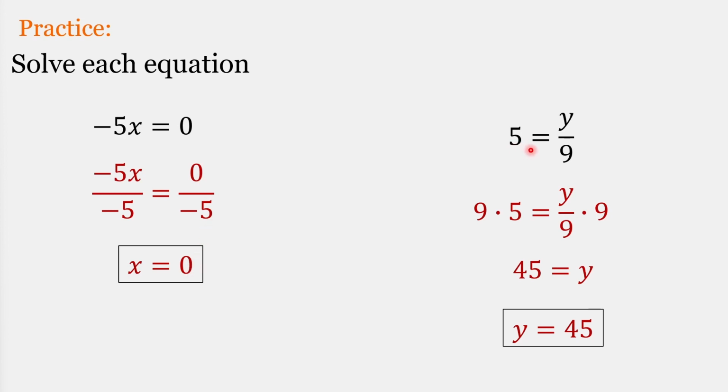For the second problem, we have 5 equal to y over 9. So we're dividing by 9. So we'll multiply both sides by 9. That gives us y equal to 45.